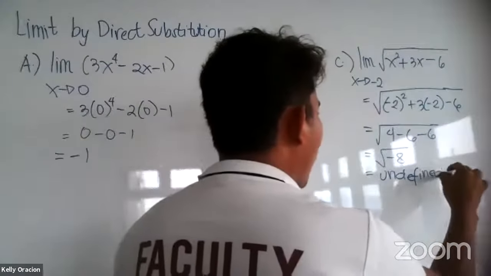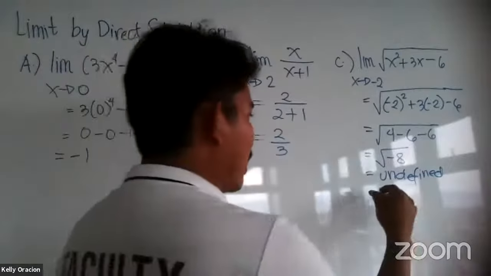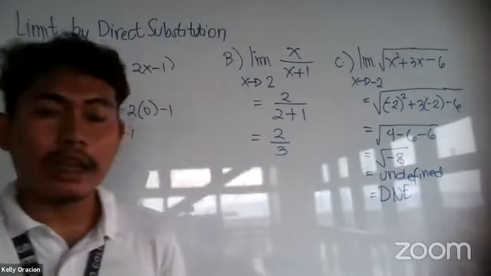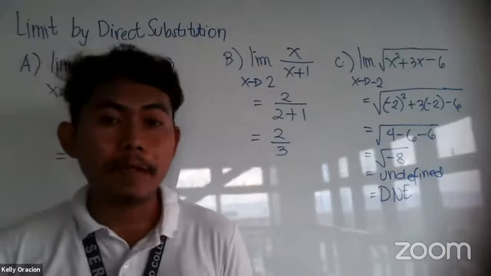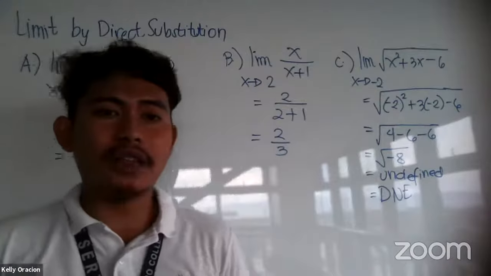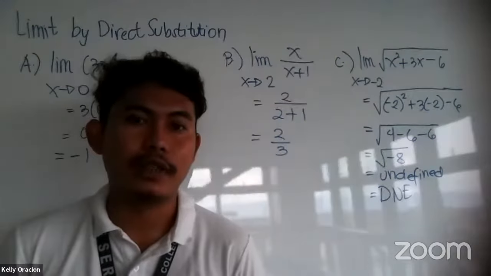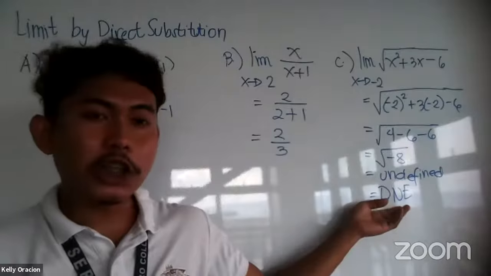And pag sinabi kong undefined ang sagot, automatically the answer is DNE. The limit does not exist. Again, pag undefined ang sagot, the answer is DNE. In this case, square root of negative 8 is undefined. No real root. So that means the final answer should be DNE. The limit does not exist.